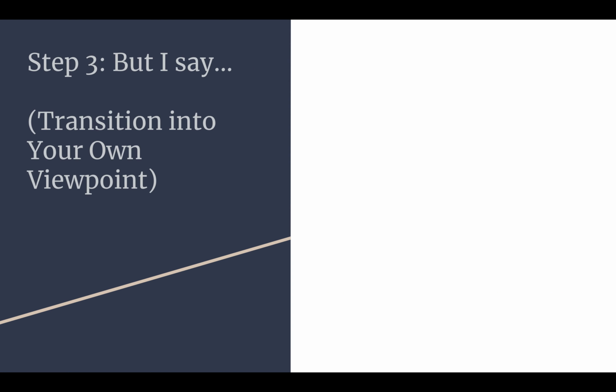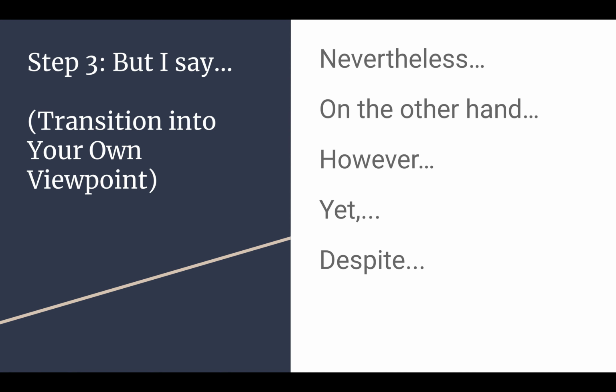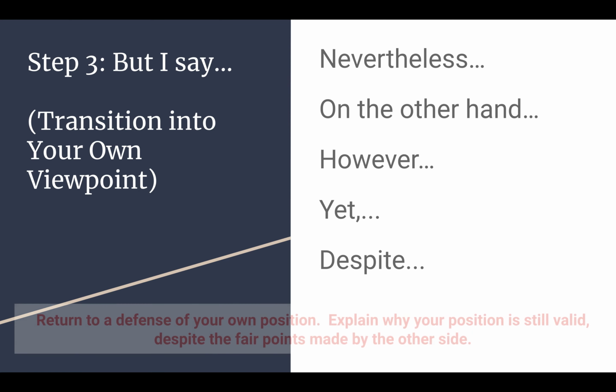And then, of course, you don't just want to leave it there, because then it'll sound like you're giving up on your position. And in an argument paper, you always want to come back to that thesis. So step 3 is then to return to your own argument, transition back into a defense of your viewpoint. So they said this, that's really important. Nevertheless, they said this, that's really important. On the other hand, yet, despite this evidence that they're pulling in, this is still more important, or we still think this, and here's some more evidence to support that.